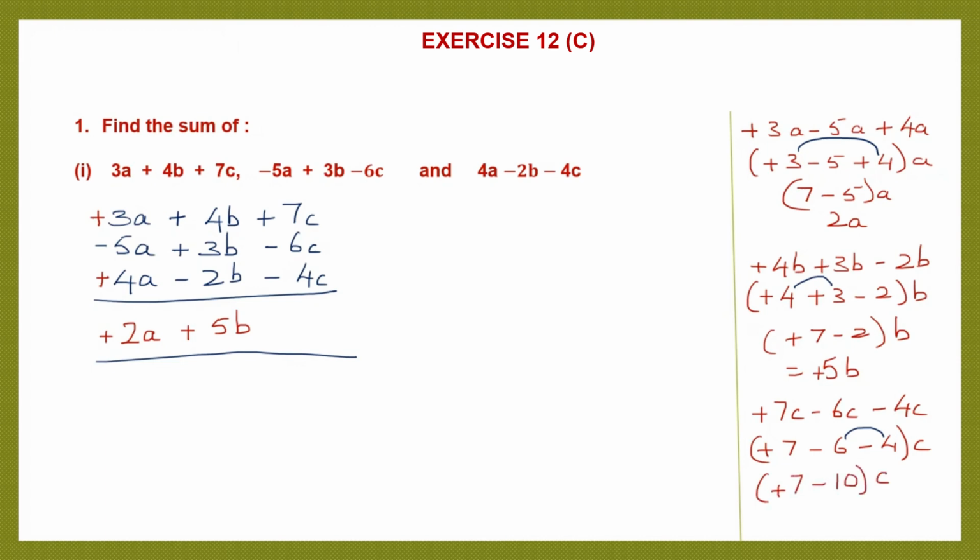Now here signs are different. We have plus 7 and minus 10. Put the sign of the bigger number and subtract. 10 minus 7 is 3c. So we get minus 3c. So our answer is 2a plus 5b minus 3c.